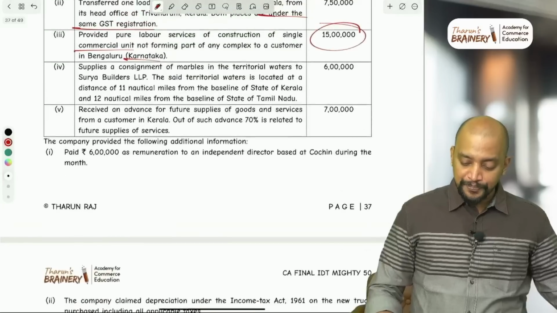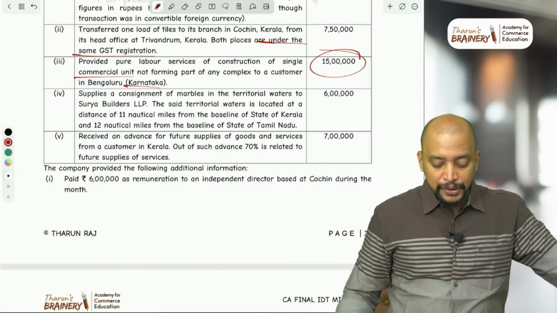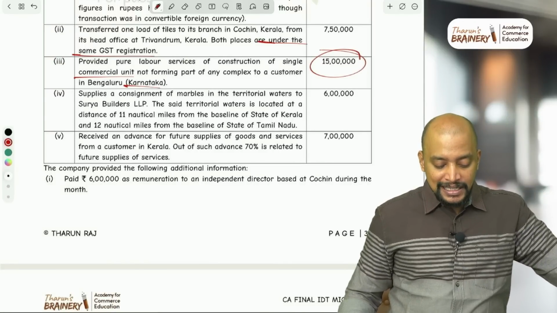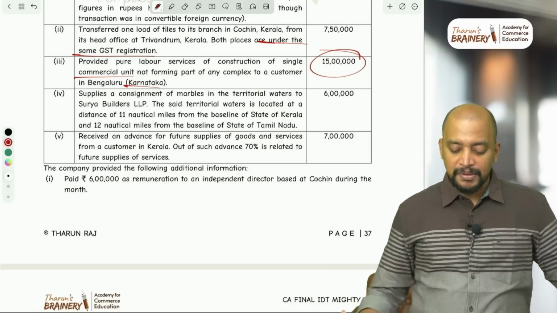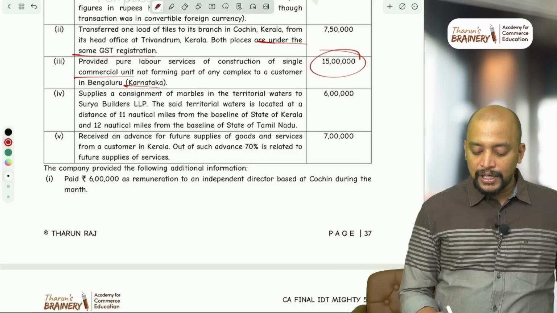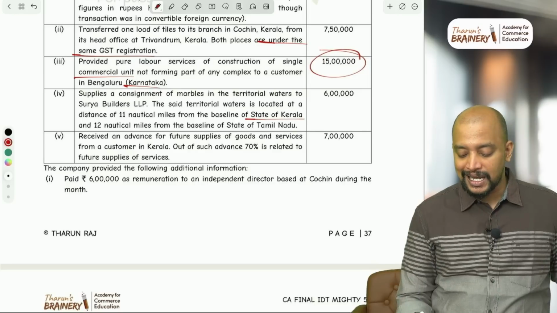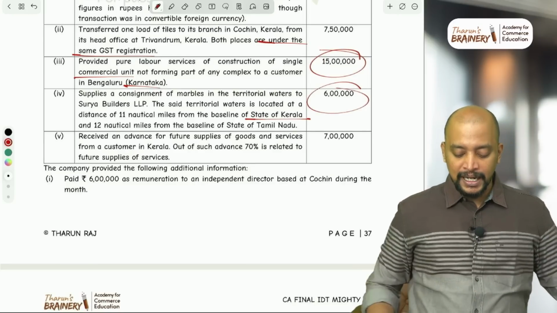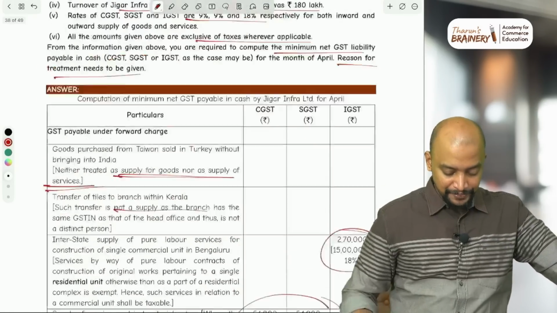Then next one, supplies a consignment of marbles in territorial waters to Surya Builders LLP. The territorial waters are located at a distance of 11 nautical miles from the baseline in the state of Kerala and 12 nautical miles from the baseline in the state of Tamil Nadu. So what is the nearest coastal line? Kerala. So it's an intra-state supply. So 6 lakhs into 9%, 6 lakhs into 9%.